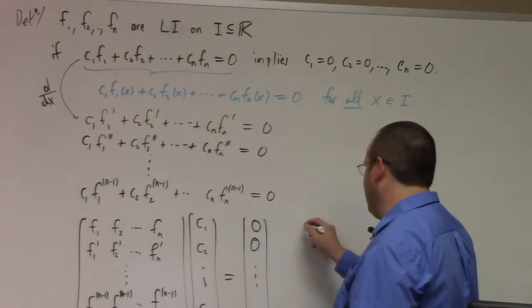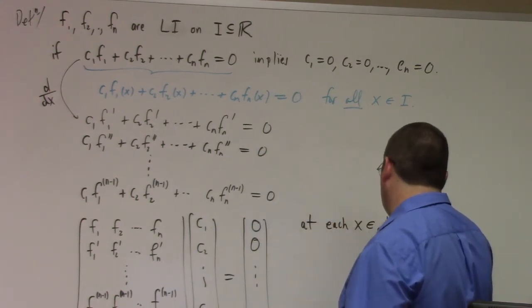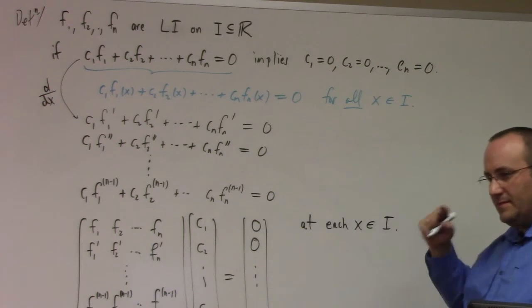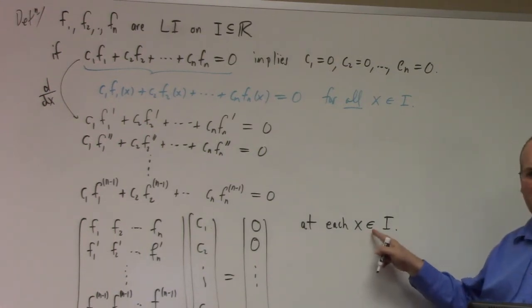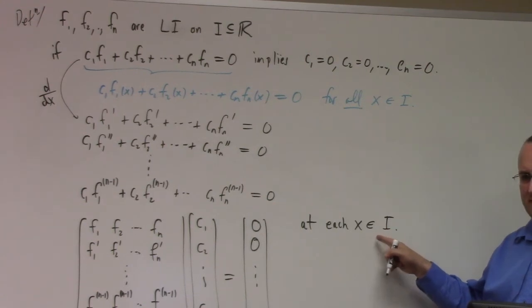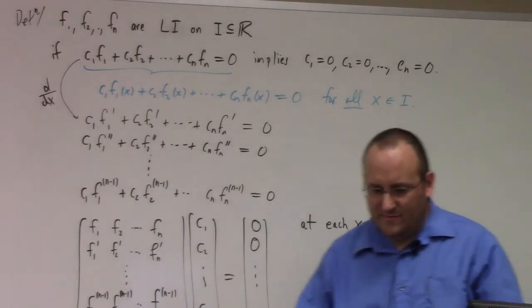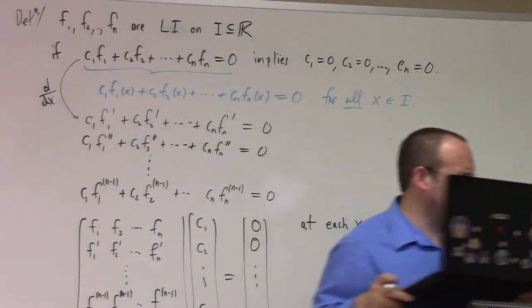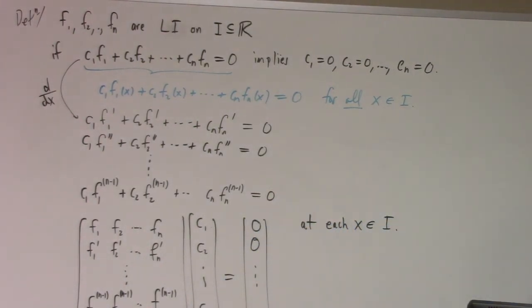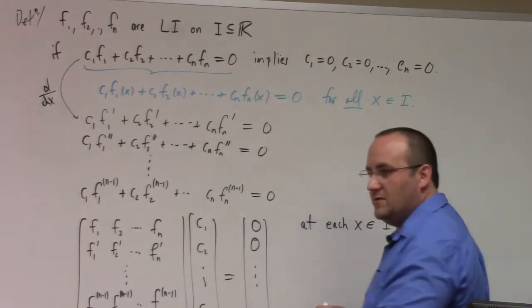Now, technically, this is at each x in the interval I that we're talking about. This means element of. I'm not snowing any of you over with that, am I? If there's ever a question like that, you ought to ask it, yeah? These are just notations. Anyway, what we have is matrix times column vector equals 0.